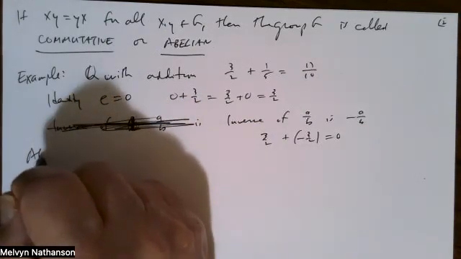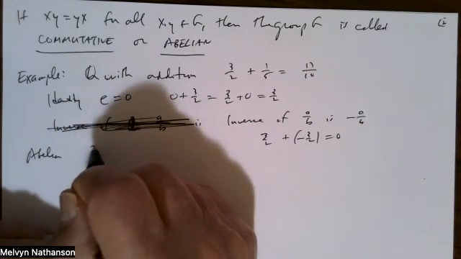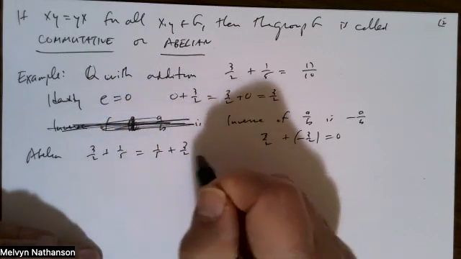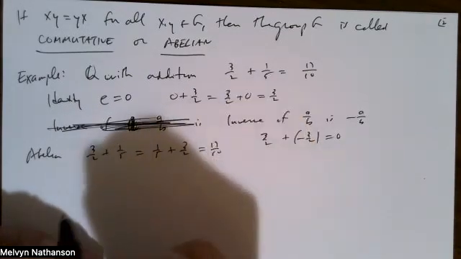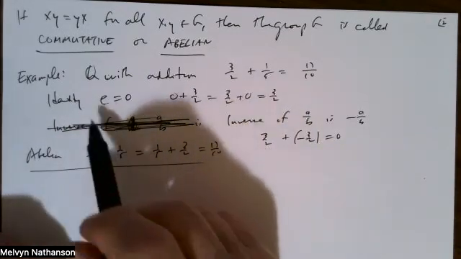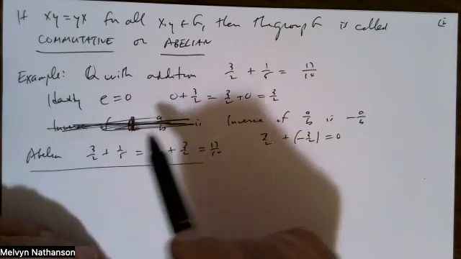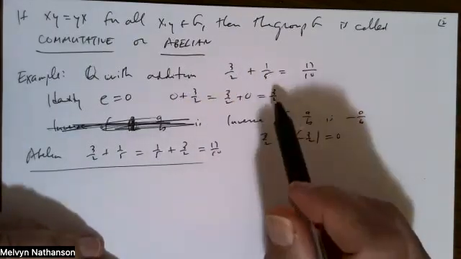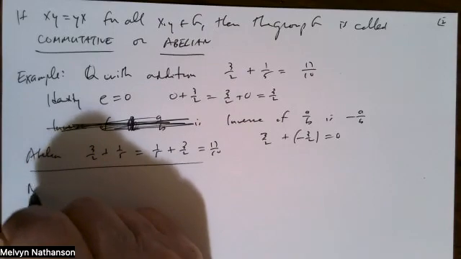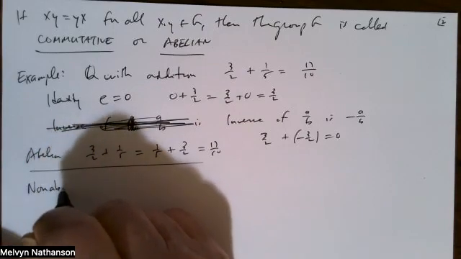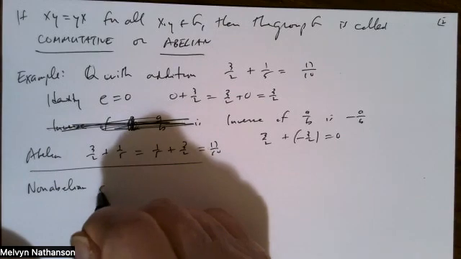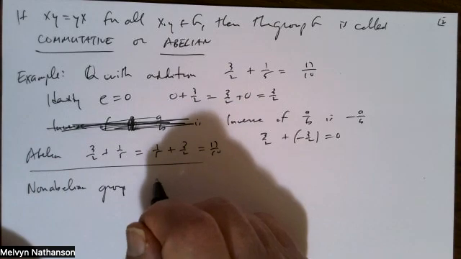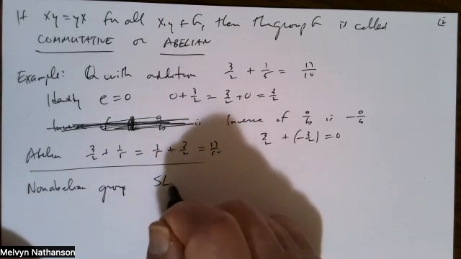And this group is abelian because 3/2 plus 1/5 is the same as 1/5 plus 3/2. They're both equal to 17 over 10. So the rational numbers with addition is an example. The set of rational numbers with addition is an example of an abelian group. A group that's not abelian is called non-abelian. And there's a group, we use this funny notation for it, SL2.